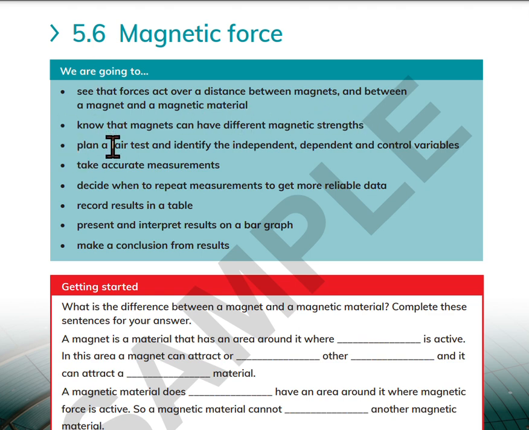Plan a fair test and identify the independent, dependent, and control variables. Take accurate measurements. Decide when to repeat measurements to get more reliable data. Record results in a table. Present and interpret results on a bar graph. Make a conclusion from results.